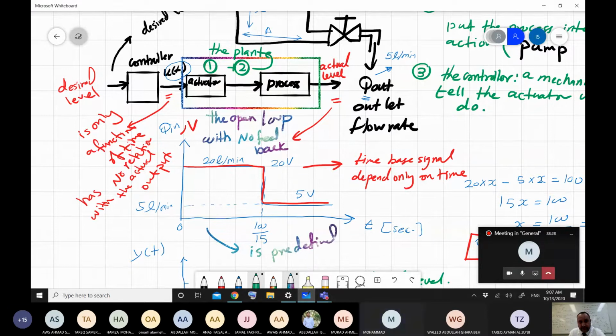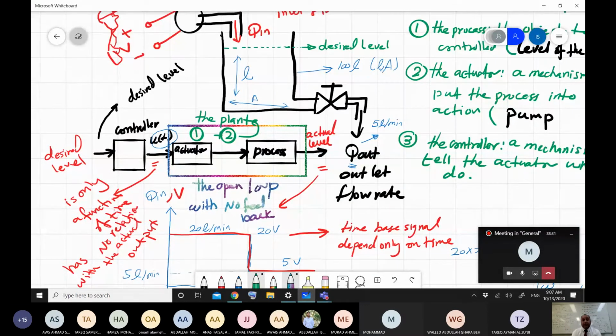Okay. So now let's assume for any reason your brother comes here and wants to make a joke and changes the outlet valve either by increasing or decreasing. Choose increase or decrease. Increase. Let's assume 10 liter per minute. In this case, can your controller solve the problem? Can your controller react to this change?